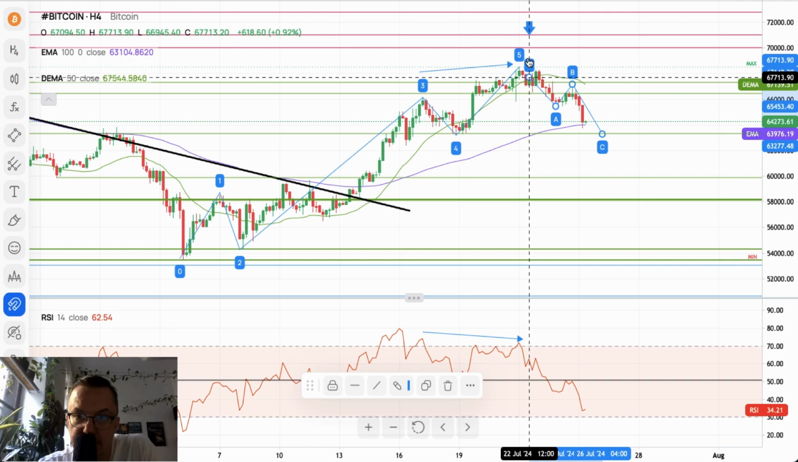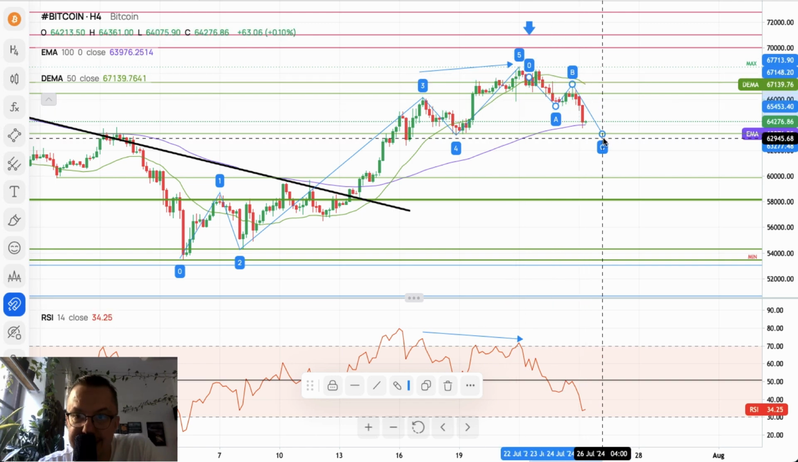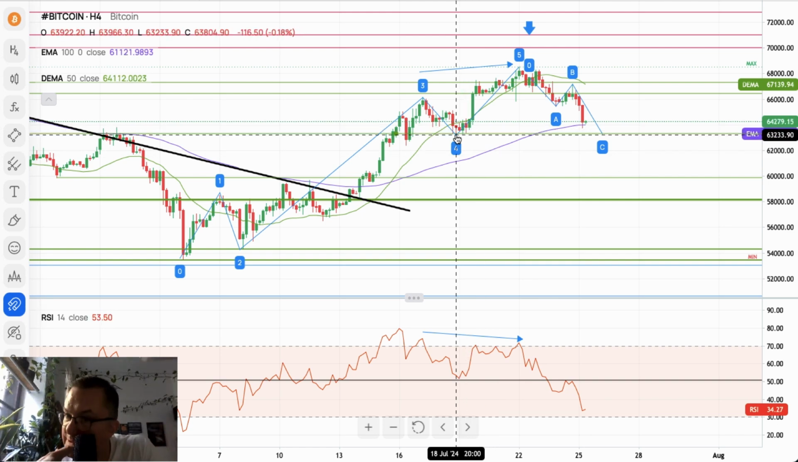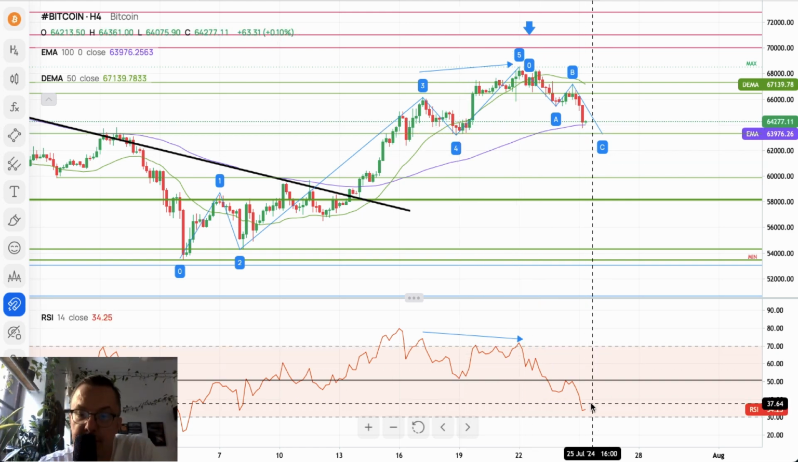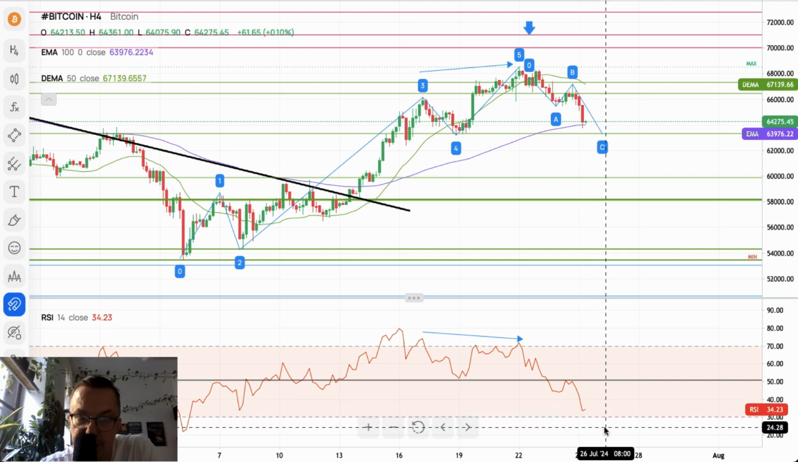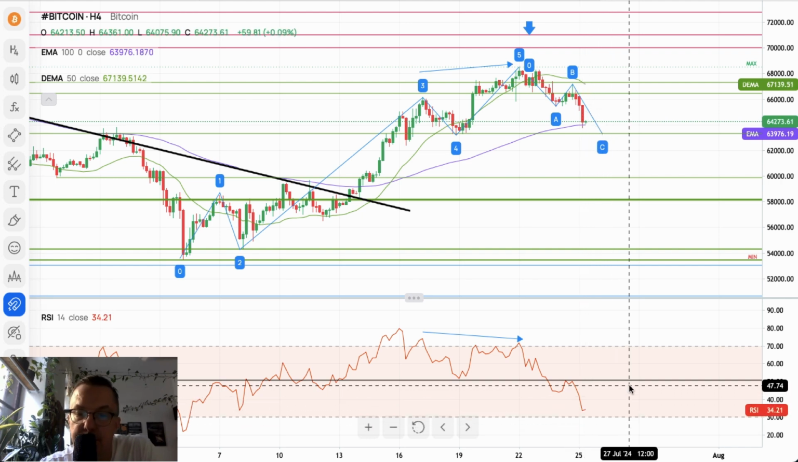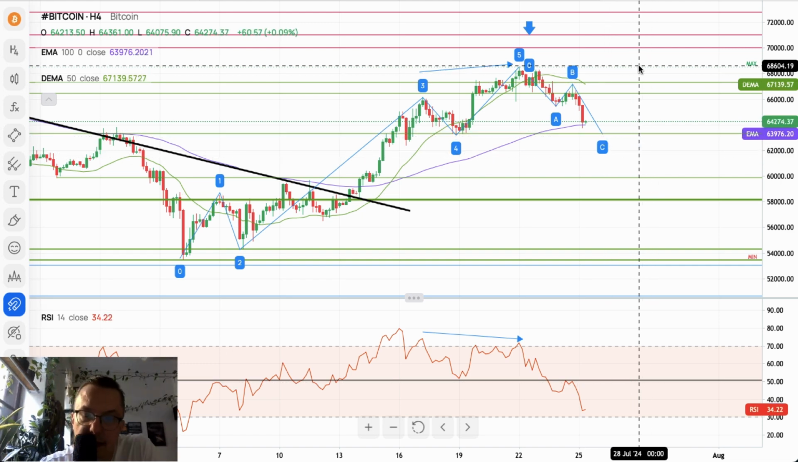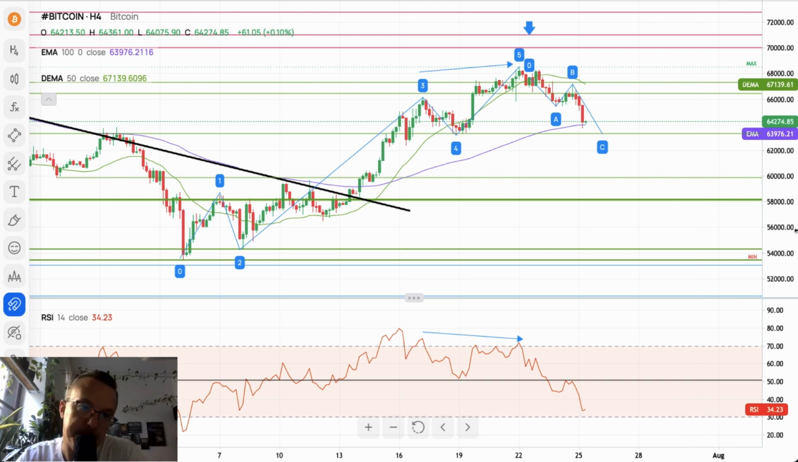So this is of course the wave A, B, and C. It looks like a simple correction to me so far. The target is the lows of the wave 4, 63,233. Then this market should enter the extremely oversold conditions on the 4-hour chart, and a bounce and rebound is expected. So a little bit less to the downside and then the rebound. That's the outlook for Bitcoin.